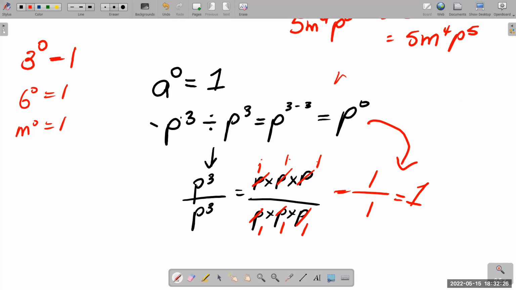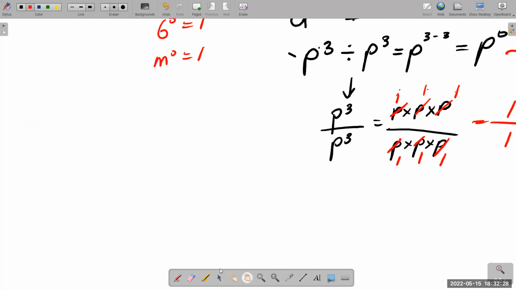So that was the third law of indices. The next one is A to the M, brackets N. What does brackets mean? Exactly, brackets have two meanings.